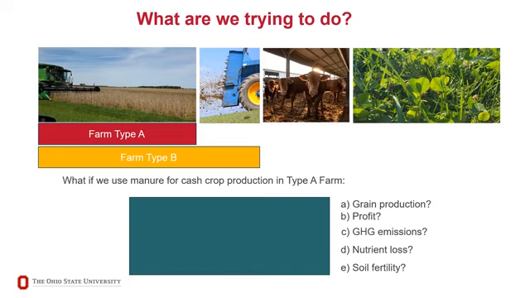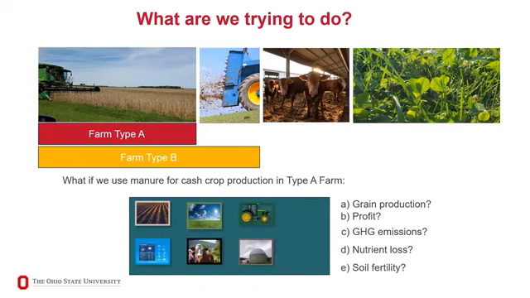Because the farm type A and B are different in terms of soil, weather, as well as the other different management practices, the result could be slightly different or the same if we change the different management practices among the different farm types. So that's the real use of the model.